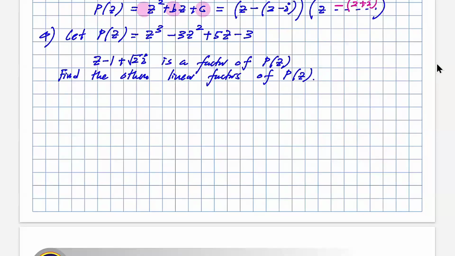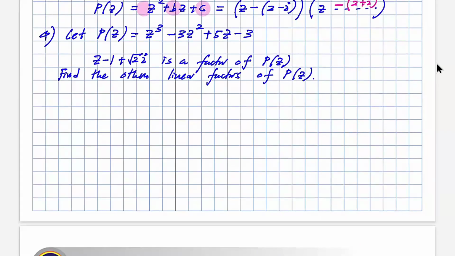So, observation. All real. All real means you can write this one. One factor is given to you, right? z minus 1 plus square root 2i. One factor is given to you. The other factor is going to be z minus 1 minus square root 2i. Look at the beauty here, see?